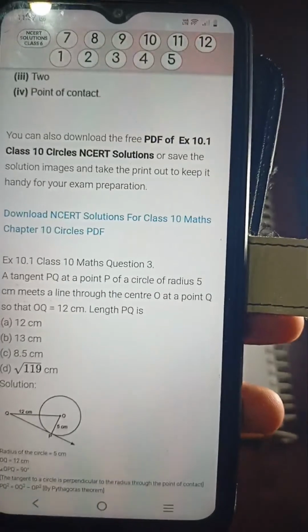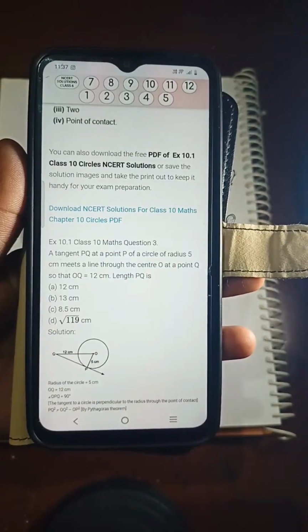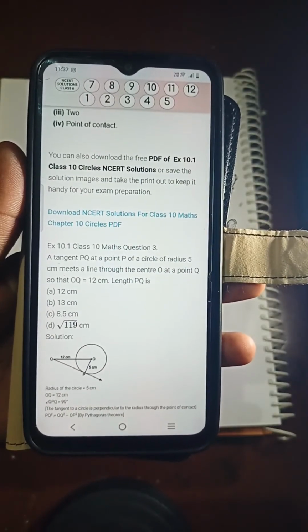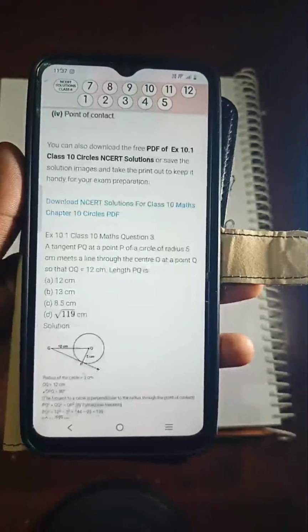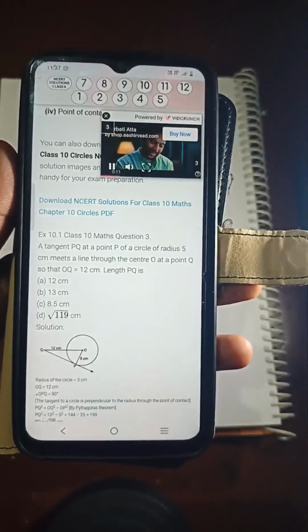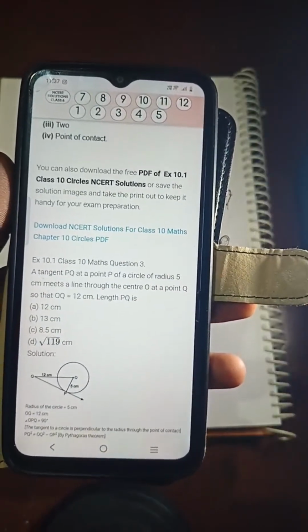Now we are going to do the first question given in the textbook. A tangent PQ at a point P. First I'll show the question, so then I can draw the solution clearly. See the question clearly. What is the question given? A tangent PQ at a point P of a circle of radius 5 centimeters meets a line through the center O at a point Q, and OQ is 12 centimeters. We have to find out the length of PQ. That means we have to find out the tangent.